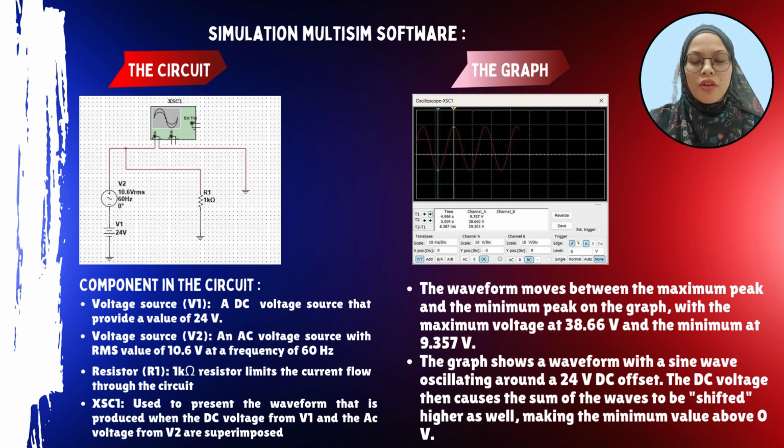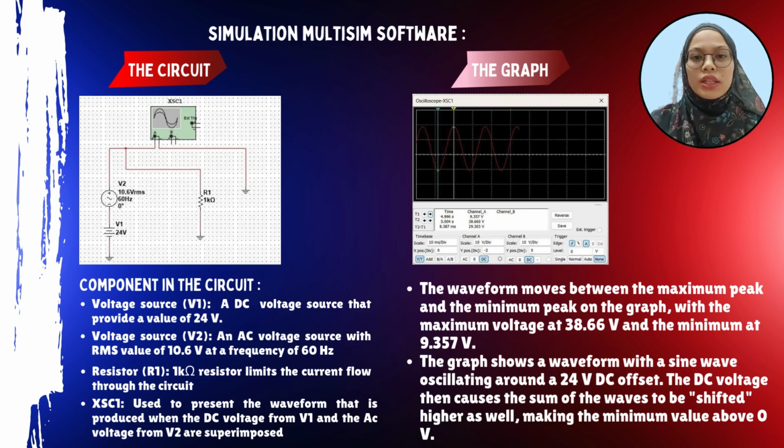Okay, to prove this, we utilize the Multisim software to get the simulation of each circuit and the sine waveform. First, we look at the simulation of the circuit. In this circuit, we have 4 components. The first one is V1. This voltage source is a DC source that provides a value of 24 volts. The entire AC waveform from V2 is shifted upward by 24 volts. As a result, it produces a DC offset.